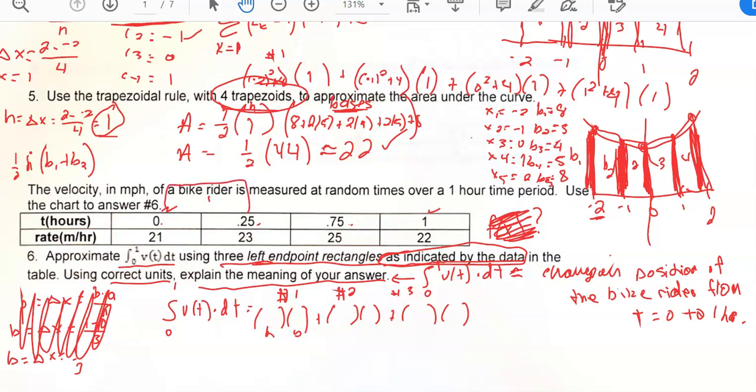Here's rectangle number 1. Since we're going to be using left endpoints, our functional value is 21, so that's our height. And then our base, this length right here, would be 0.25. For rectangle number 2, the left endpoint functional value would have been 23. And then the base length, 0.25 to 0.75, is 0.5. So we can definitely approach it that way.